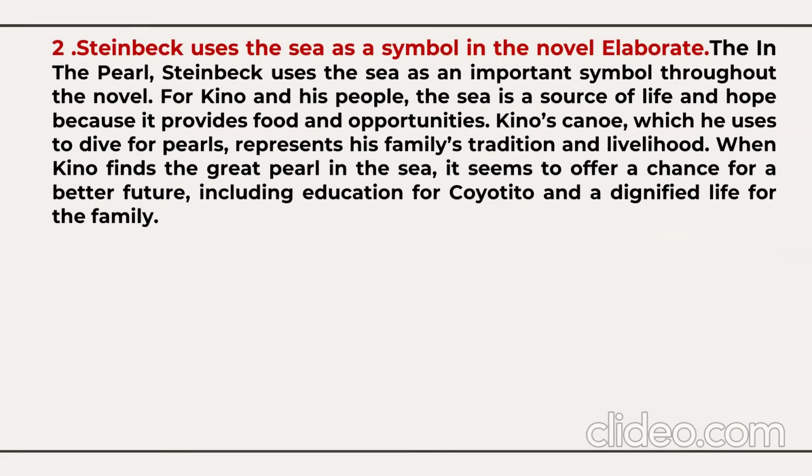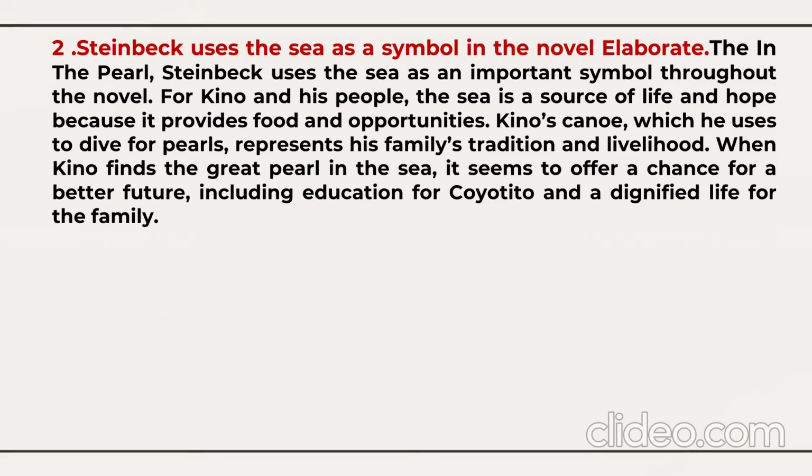Second question: Steinbeck uses the sea as a symbol in the novel. Elaborate. In the novella The Pearl, John Steinbeck uses the sea as an important symbol throughout the novel. For Kino and his people, the sea is a source of life and hope because it provides food and opportunities. Kino's boat, which he uses to dive for pearls, represents his family's tradition and livelihood.